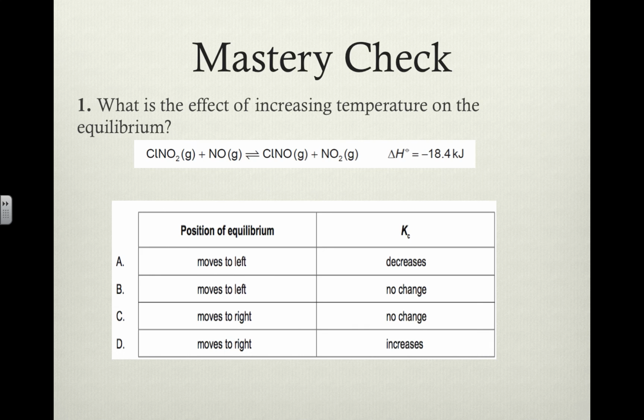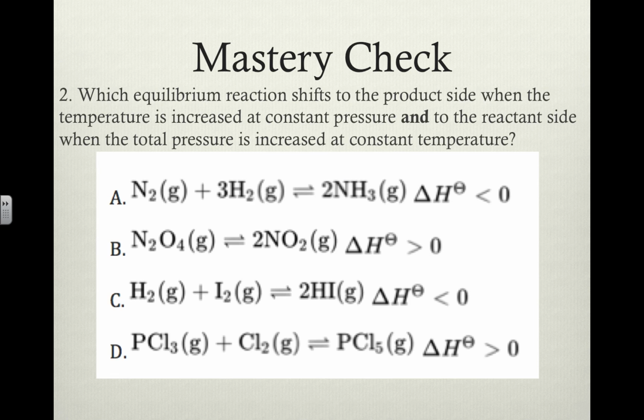And here's your 2 mastery checks. They will be on Google Forms. So what's the effect of increasing temperature on this equilibrium? And this one, which equilibrium reaction shifts to the product side when temperature is increased at constant pressure and to the reactant side when total pressure is increased at constant temperature? There you go.